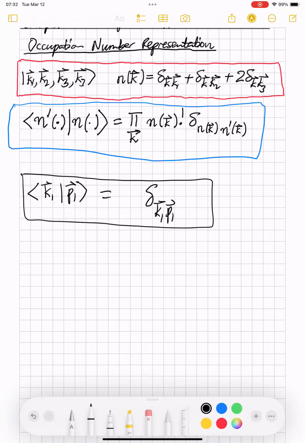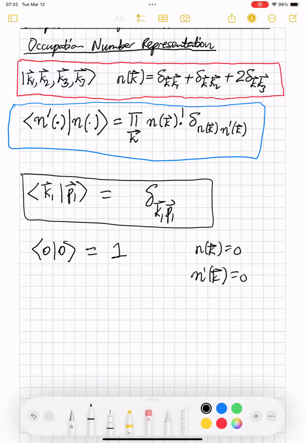Let's try another one. So let's take the vacuum, naught naught, okay? If we've got the vacuum naught naught, then what is n of k equal to? Well, that's naught. What is n primed of k equal to? Well, that's naught. So if we take a product over k, n of k for any k vanishes, naught factorial is 1. So these n factorials just give us a bunch of 1s which are multiplied. And then we've got a delta naught naught. Well, that delta naught naught is indeed 1. So this is just equal to 1.